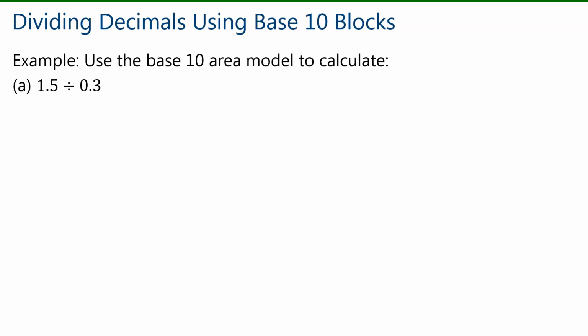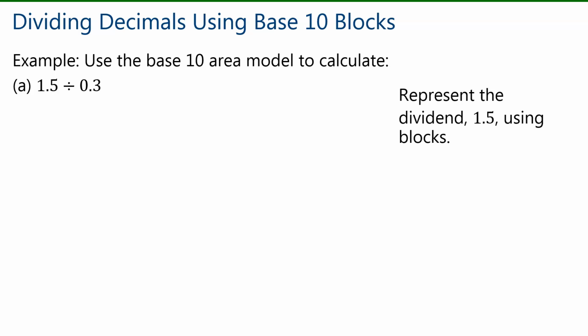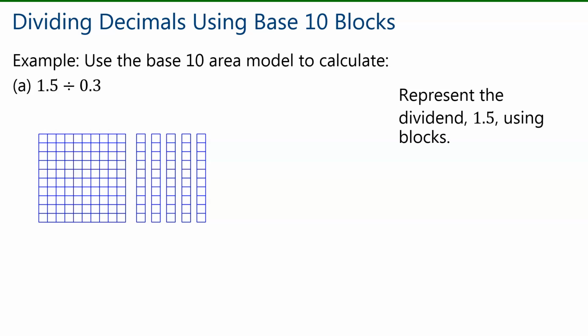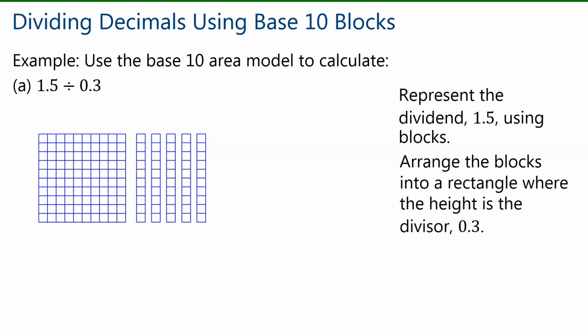So in the first example, we have to use the base 10 area model to calculate 1 5/10 divided by 3/10. So we'll start by representing the dividend, which in this case is 1.5, using blocks. So we'll have 1 flat and 5 of the rods. Next, we'll arrange the blocks into a rectangle where the height is the divisor. In this case, that is 0.3.